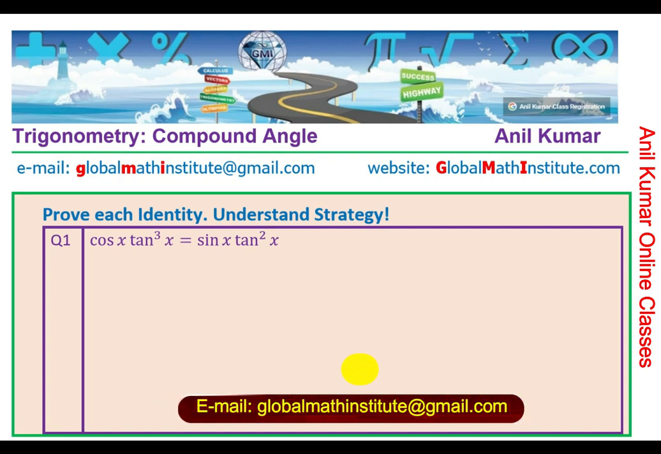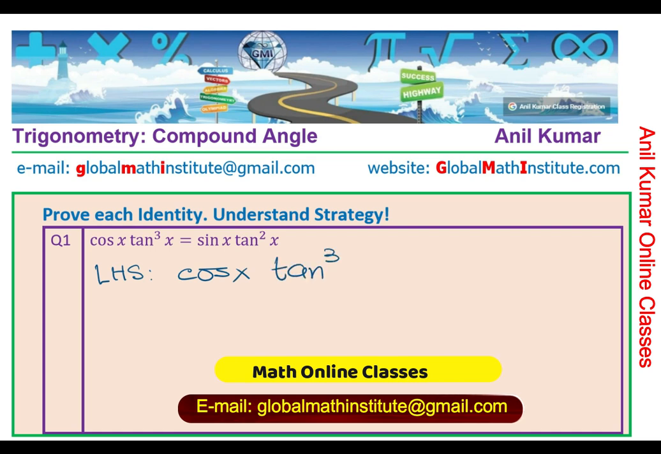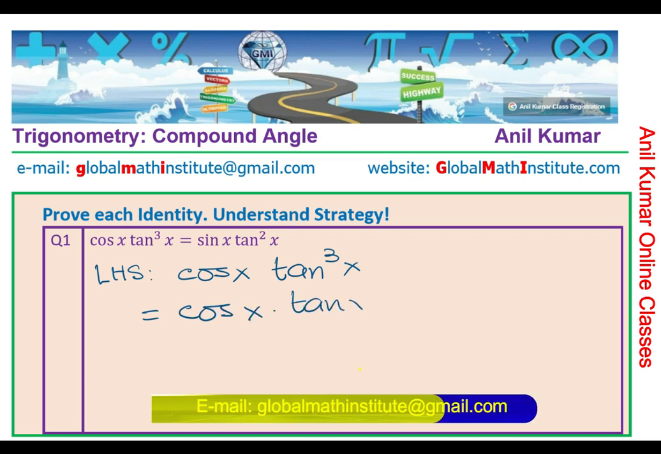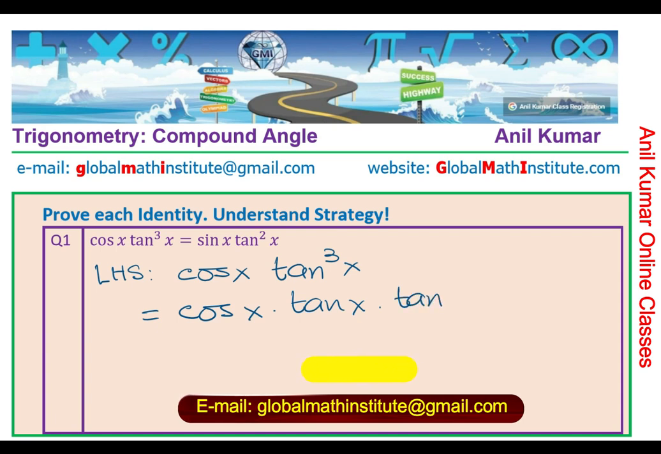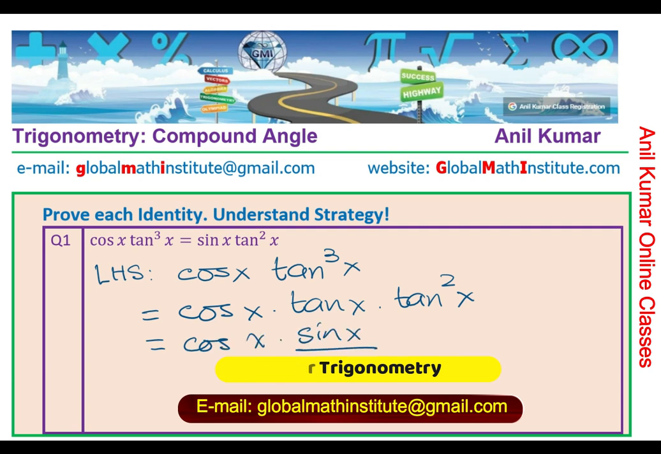We have cos x tan cube x equals sin x tan square x. Let's begin with the left hand side, which is cos x tan cube x. Since we want tan square x, we'll just use one of those tans, right? We can write this as cos x times tan x times tan square x. Now tan x, using the quotient identity, can be written as what? So we have cos x times sin x over cos x, correct? That is tan x.